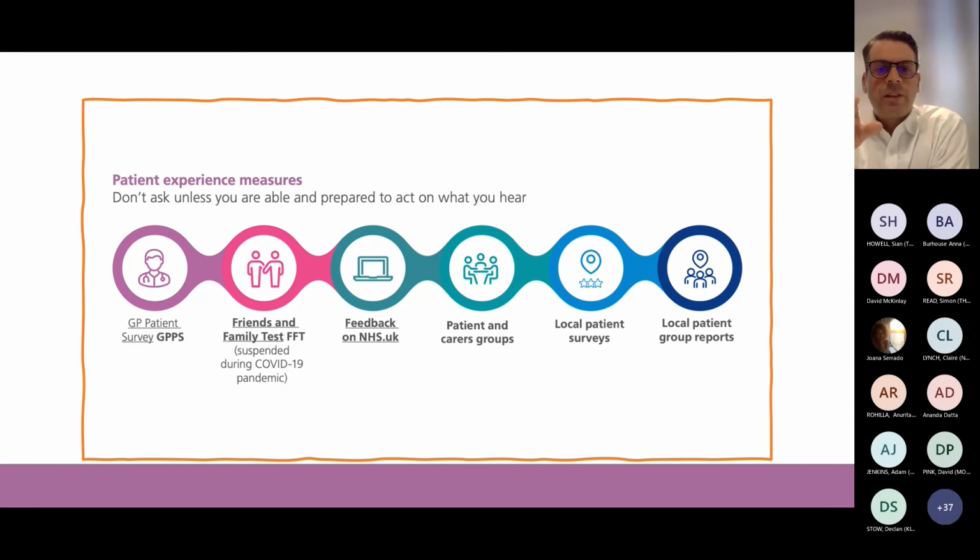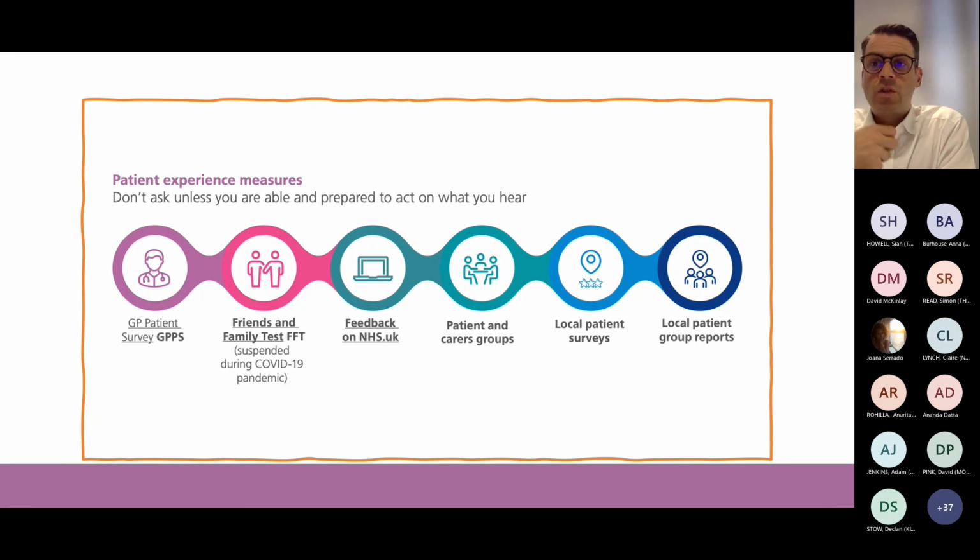The ones I'll zone in on most are the GP patient survey and local patient group reports. But you can see there's the Friends and Family Test, which has been suspended and is going to be replaced by another real-time or near real-time experience measure of accessing care. That's coming probably in the next 6 months to a year, and it's being tested at the moment.